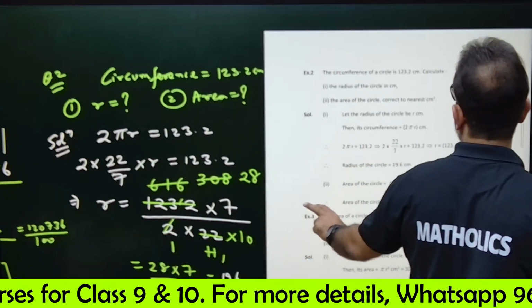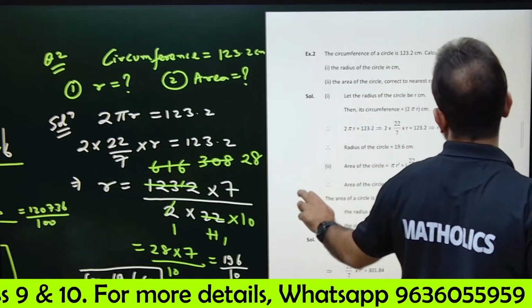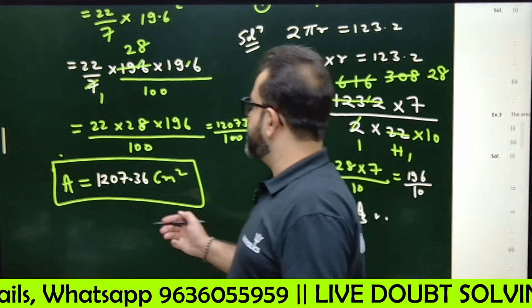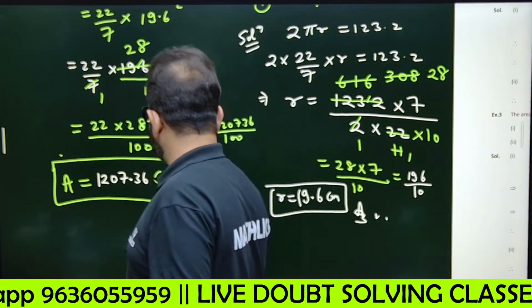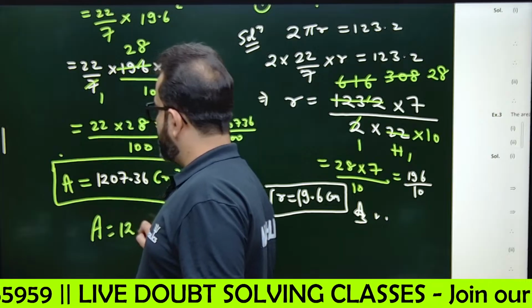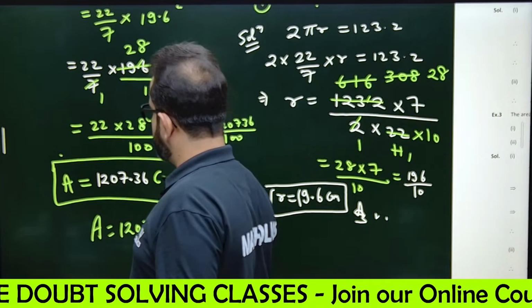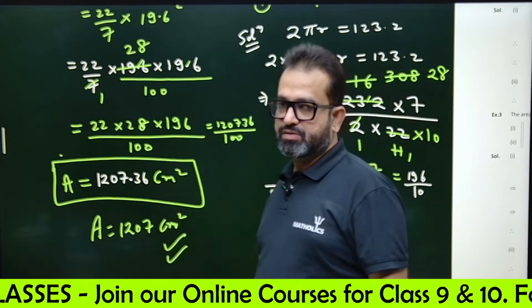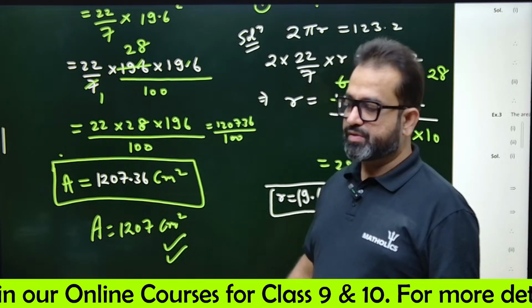Now it is saying correct to nearest centimeter square. You have to give the answer correct to nearest centimeter square. So final answer will be what? Area will be equals to simply 1207 centimeter square. This is the area. That's it. Okay. This is how you actually solve questions.